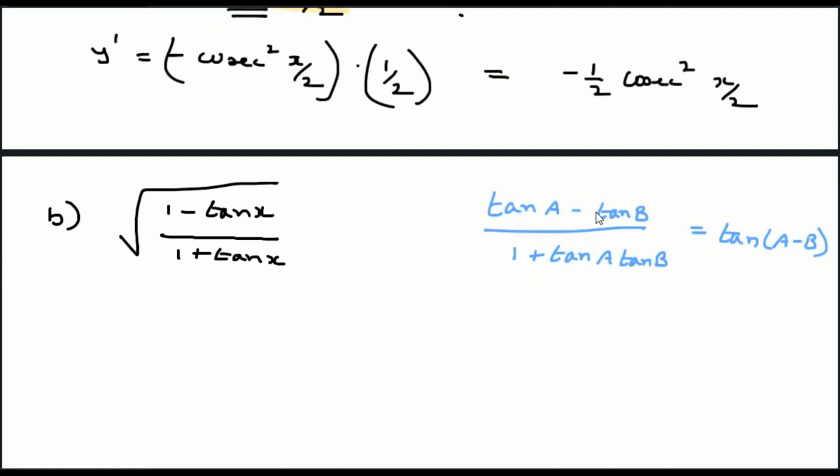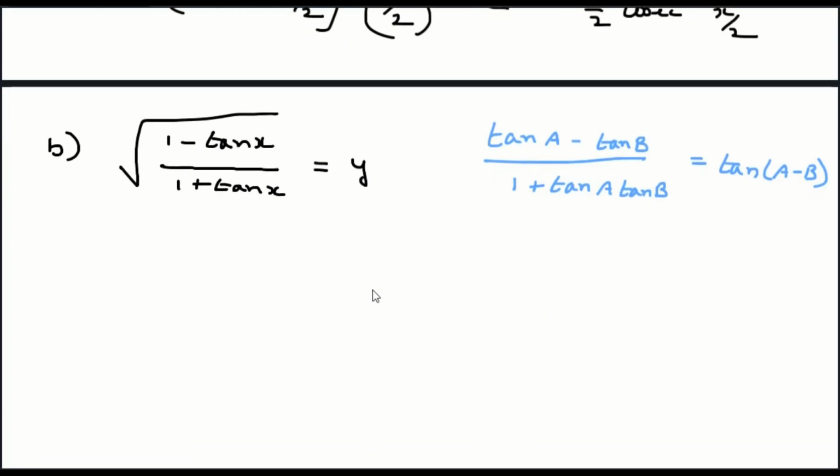Differentiate root over 1 minus tan x by 1 plus tan x. Let me consider this as y. Again, power, numerator, denominator. If I proceed just like that, first we have to differentiate the power. Then I have to apply u by v method, which will go on very lengthy for a 2 mark or a 3 mark sum. So rather I am trying to rearrange the sum and get it in a simplified format.